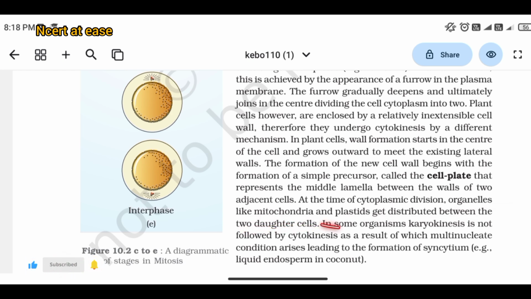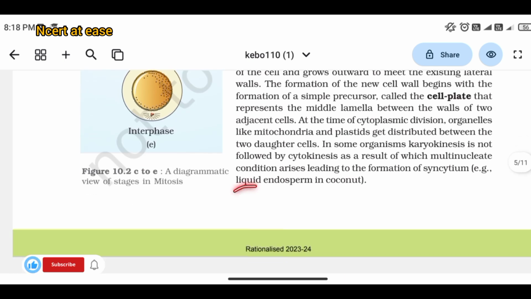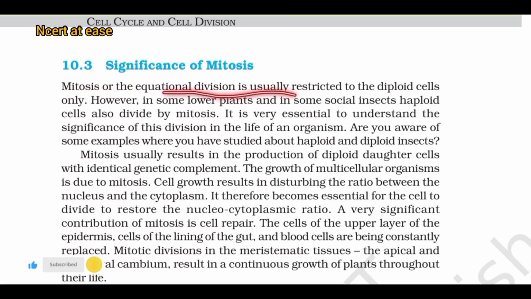In some organisms, karyokinesis is not followed by cytokinesis, as a result of which a multinucleate condition arises, leading to the formation of syncytium. Example: liquid endosperm in coconut. Mitosis, or the equational division, is usually restricted to the diploid cells only. However, in some lower plants and in some social insects, haploid cells also divide by mitosis.